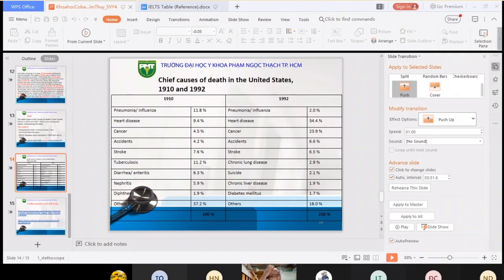And one more thing, you can compare the highest number with the lowest number, like how many times that figure was higher than the other. In this case, we have heart disease at 34.4% in comparison with the lowest one here, diabetes mellitus at 1.7. So you see, it was almost 34 times higher, right?